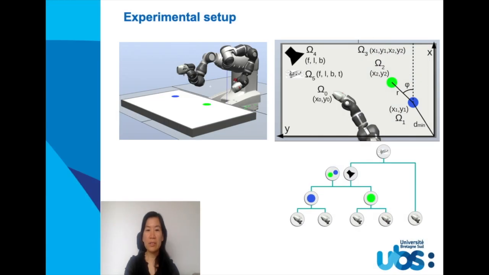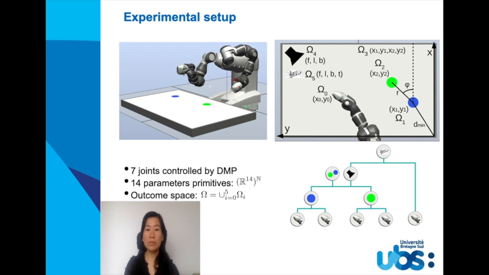So let us consider a setup like this one, where we have an arm that can move around with action primitives, and it can do various effects on its environment. For instance, here it can move the blue object by reaching the object and then pushing it. The same goes for the green object.